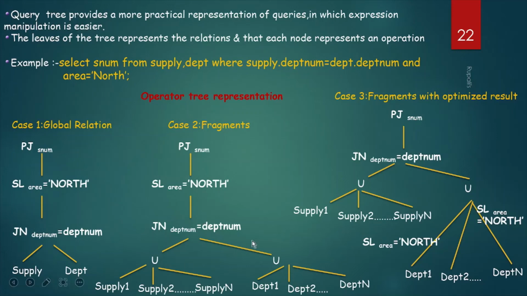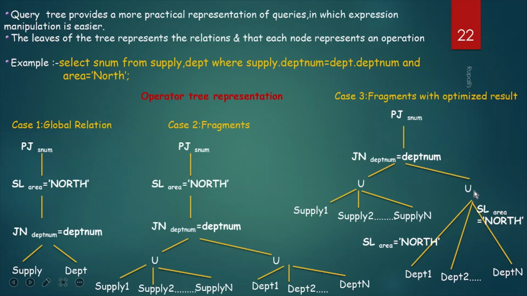So how can we get the optimized tree? We already learned in our DBMS class how to get the optimized tree. For getting the optimized tree, first you have to select from the department table area equals north. So from the department 1 table you select area equals north, from the department 2 table you select area equals north, and in this way from the department n table you select area equals north.